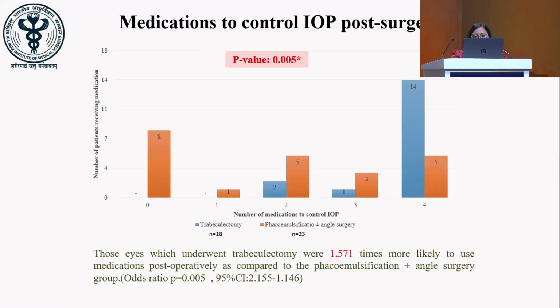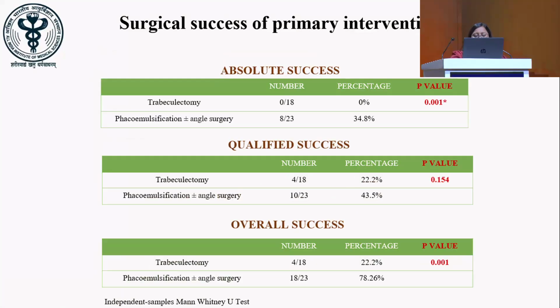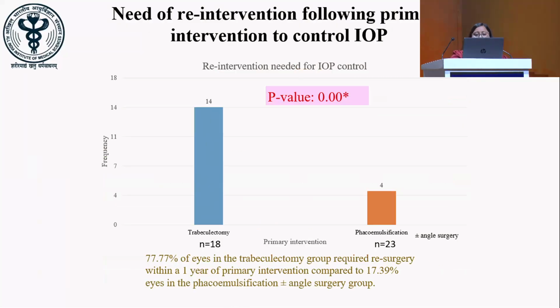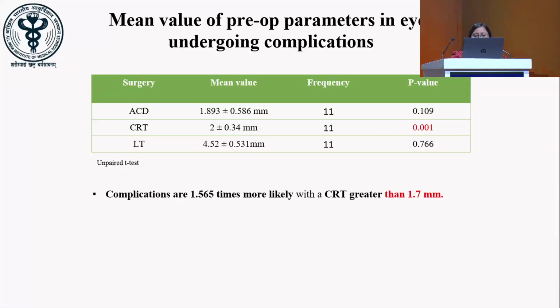However, the eyes which underwent trab were using 1.5 times more medications. The absolute success was achieved only by the phacoemulsification plus or minus angle surgery patients. None of the trab patients achieved absolute success. And the number of re-interventions was significantly higher in the trabeculectomy group. We also found that eyes with a chorioretinal thickness greater than 1.7 mm were associated with complications 1.5 times more than those with normal CRT thickness.